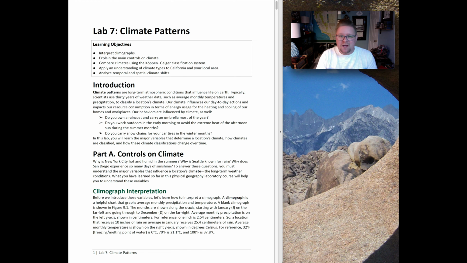Now we can see the learning objectives for this lab are to learn how to interpret climate graphs, to explain the main controls of climate, compare climates by using the Köppen-Geiger classification system, to apply an understanding of climate types in California and your local area, and to analyze temporal and spatial climate shifts. That being said, let's start Lab 7.